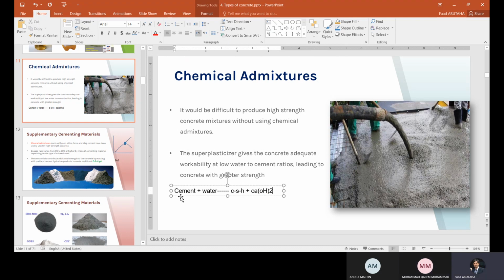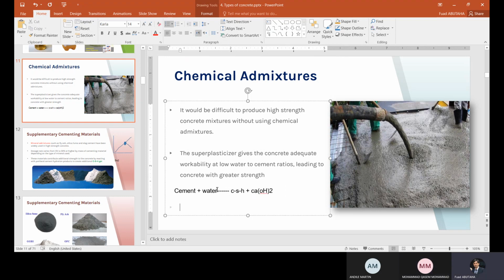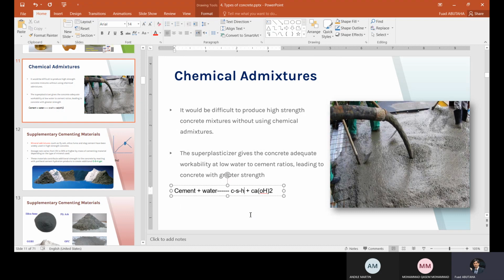So this is the hydration of the cement. When cement gets in touch with water, it can produce calcium silica hydrate gel and calcium hydroxide. Calcium silica hydrate is the source of the strength. This is what makes the concrete harden. This is the source of the strength of concrete.